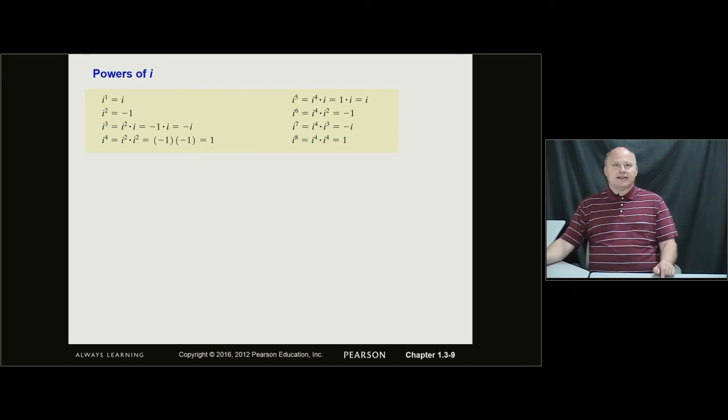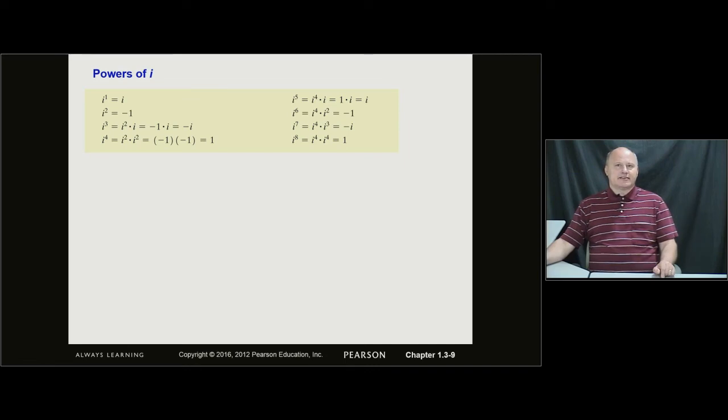Now let's go to the next column. Look at I to the fifth. I to the fifth turns out to be I to the fourth times I to the first, which is I. Because remember, I to the fourth was 1. So I to the fifth is the same thing as I to the first.